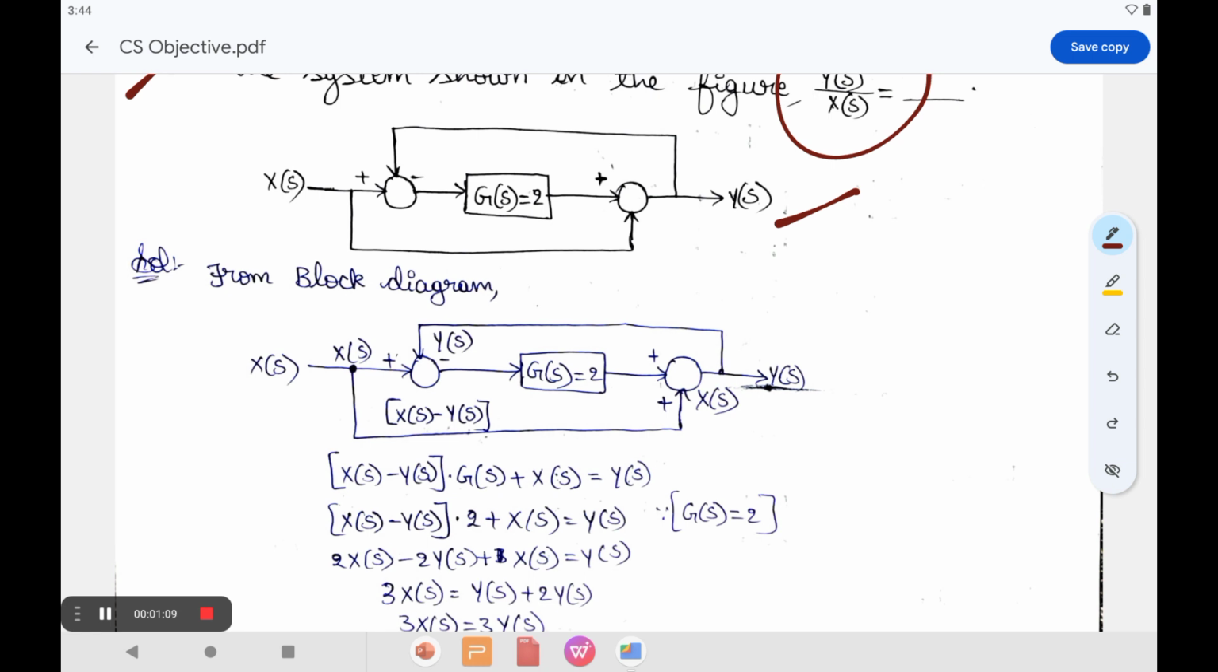From this question, first of all, G of s is equal to, obviously this transfer function gain, is equal to 2 as mentioned. Now what are the possibilities we have to think about? From this observation, this is a loop actually. This is a loop, but this is also a forward path, and this is one more path. So there are two possible forward paths, and one loop.